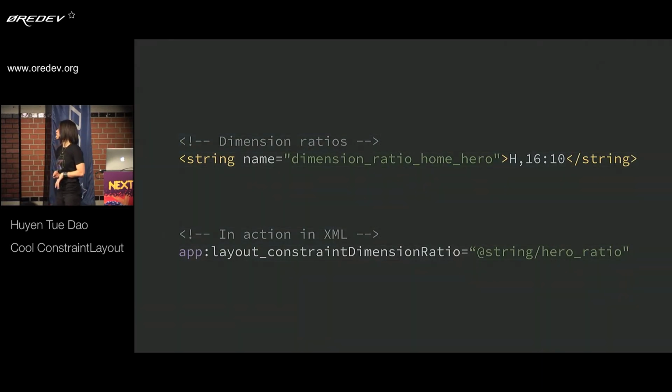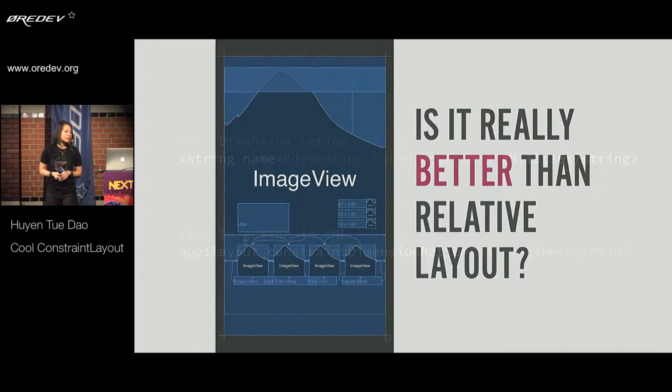And what's neat is that you can actually still use resources. If you're a big nut about dimension resources like me, you can actually specify aspect ratios for the dimension ratio in your resources. You do have to make them a string because they're not exactly dimensions. But as you can see here, if I define a string and put in, say, again, constraining the height to be 16 by 10, I can just go ahead and stick that right into the attribute, and it works just fine.